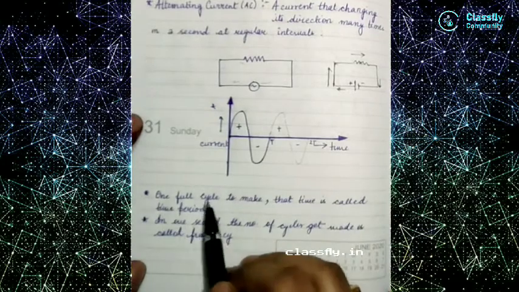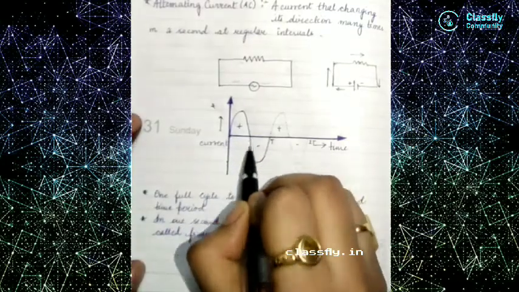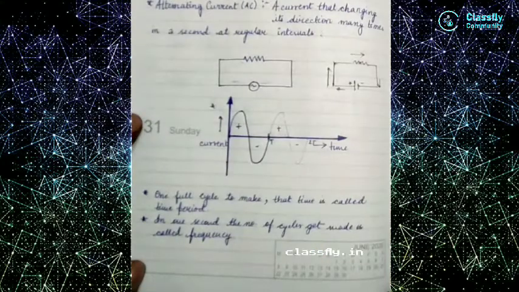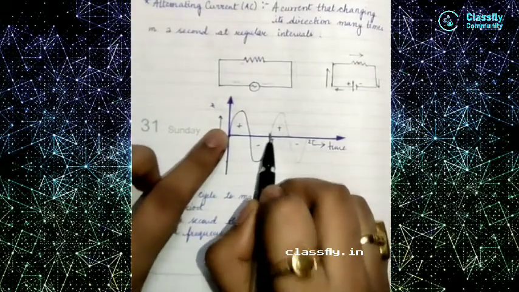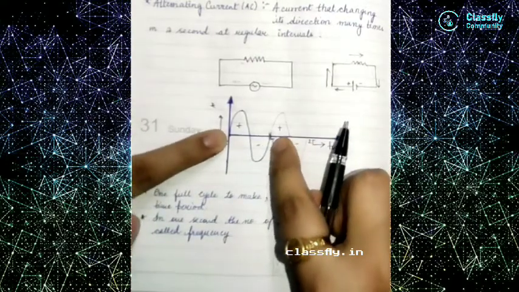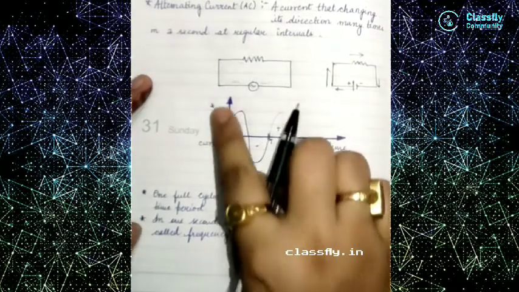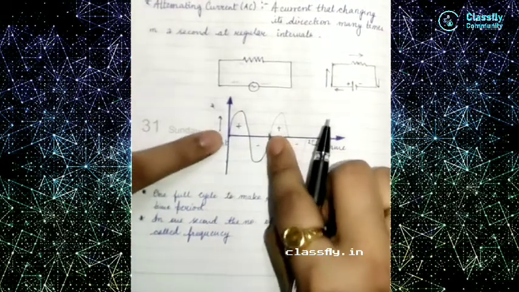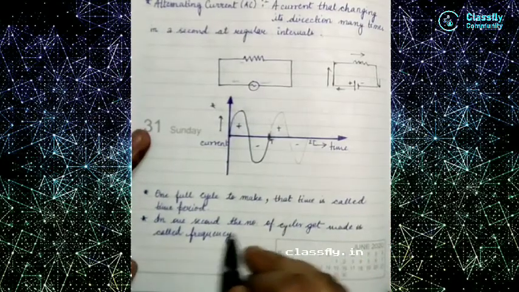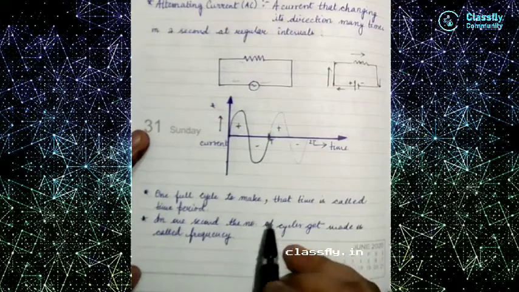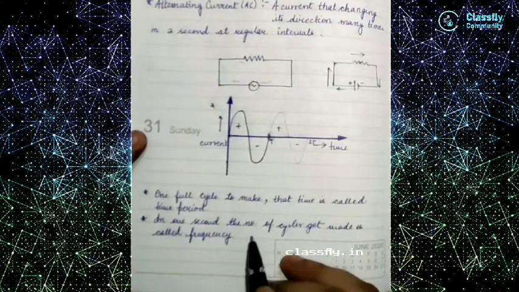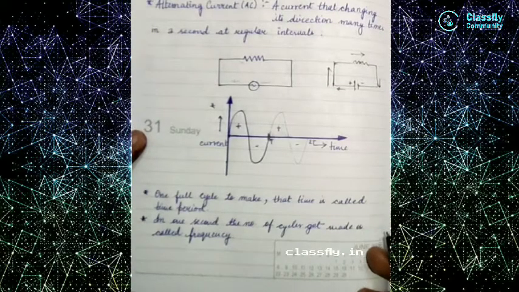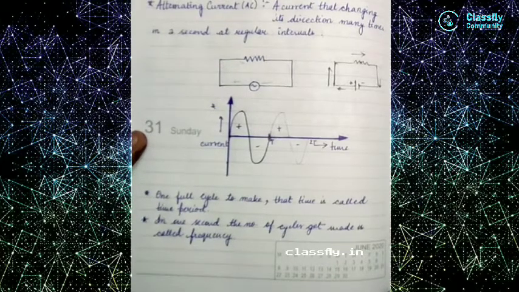Whenever one full cycle is made, till here this is one full cycle, and the time taken to complete this one full cycle is called the time period. From here to here is our first cycle. Now, the number of cycles made in 1 second is called frequency. Okay, so now let's begin with the generation of sinusoidal voltage.